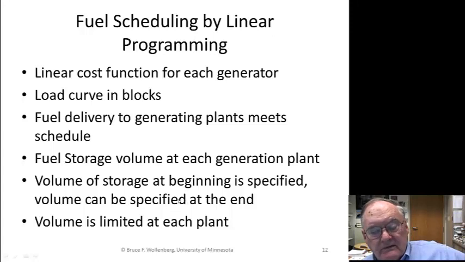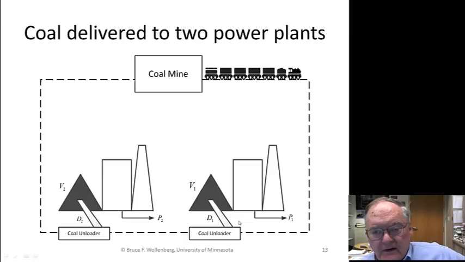Volume can be specified at the end, or you can leave it open-ended just to get the minimum cost and see where it ends up, as long as the volume doesn't go below zero. We can't have negative volume, and we can't go above the maximum volume, and the volume is limited at each plant. So here's my problem.